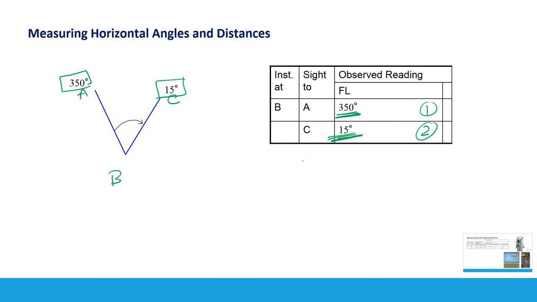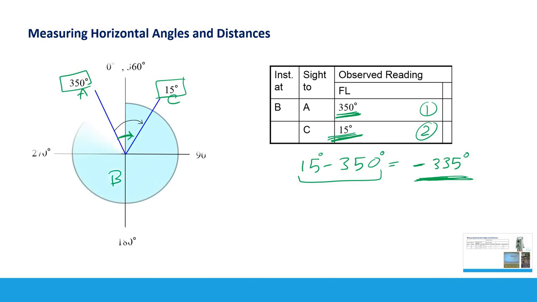But when you apply 15 minus 350, it would be in this case minus 335 degrees. Okay, and it's clear if you look here, this angle is not 300. There is an issue here, and this is because we have passed the 0 point on your total station.